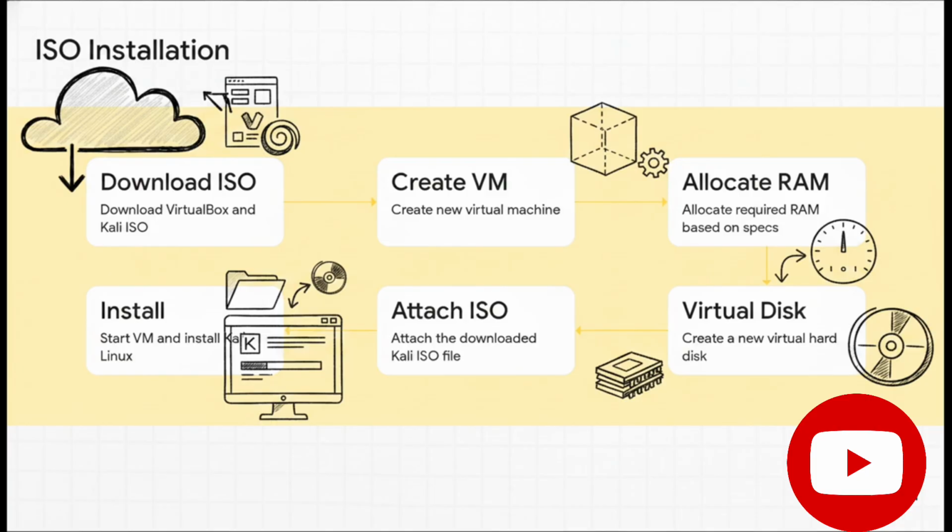Step 2, create your new virtual machine and the software. Step 3, allocate your RAM, keeping those specs we just talked about in mind. Step 4, create the virtual hard disk. Step 5, attach that Kali ISO file you downloaded. And finally, Step 6, start the VM and install Kali Linux. Following this path builds your environment from the ground up, and honestly, it is an incredibly satisfying way to understand exactly how the whole system is put together.